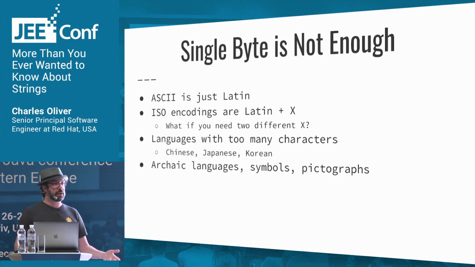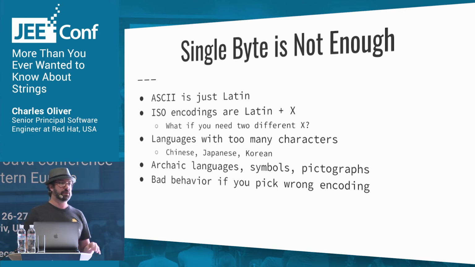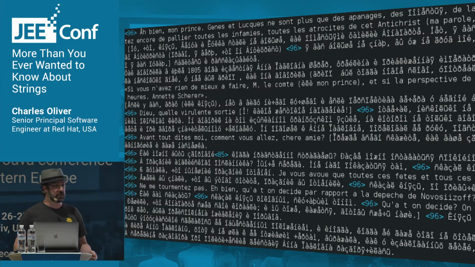And then it continues on from there. We've got archaic languages we want to represent. We've got music and mathematical symbols, different types of pictographs like emojis. And probably the worst of all, if you happen to pick the wrong encoding representation or you don't know what encoding some text is in, you end up getting things that look like this.